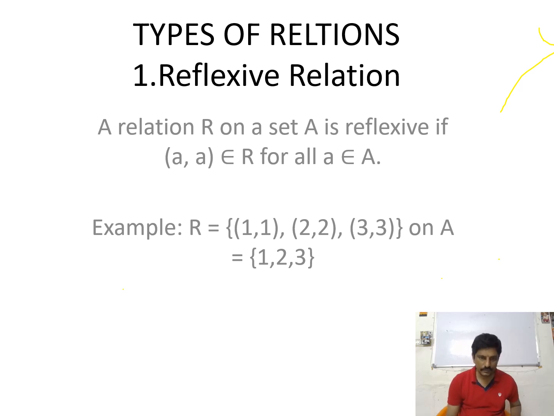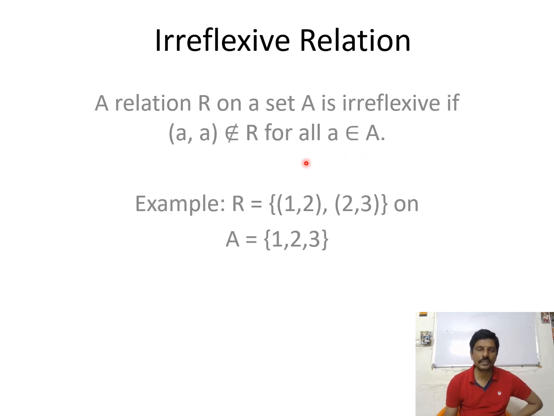Okay, so we'll see the next relation. Irreflexive relation. A relation R on a set A is irreflexive if A comma A does not belong to R for all A belongs to A. Like the previous example, we take A as 1, 2, 3, then 1 comma 2, 2 comma 3. That means 1 comma 1 does not exist in this relation, 2 comma 2 does not exist, 3 comma 3 does not exist. Therefore it is an irreflexive relation.